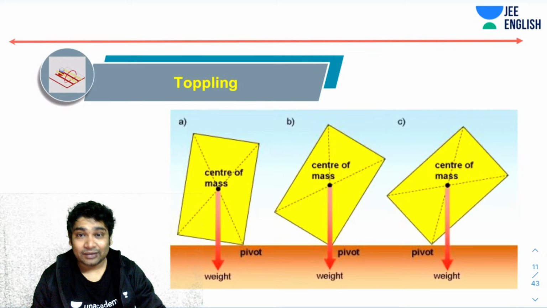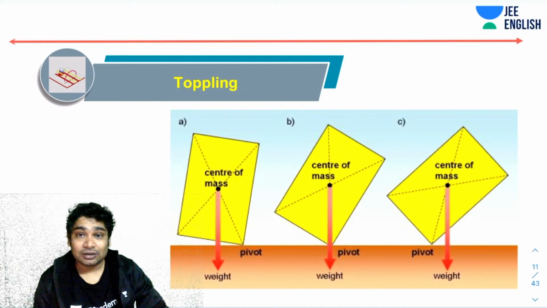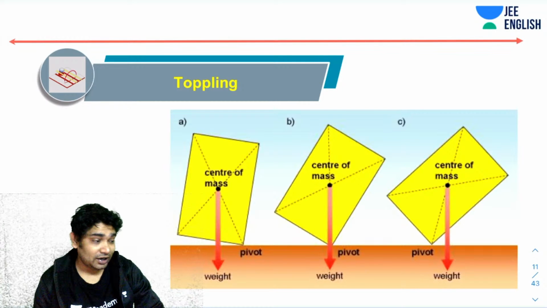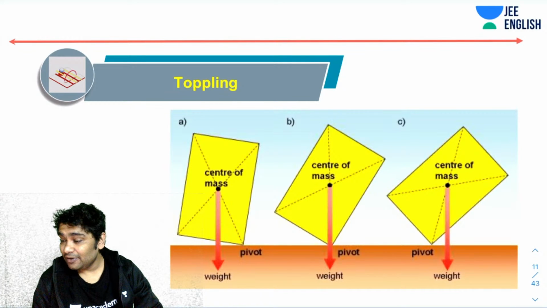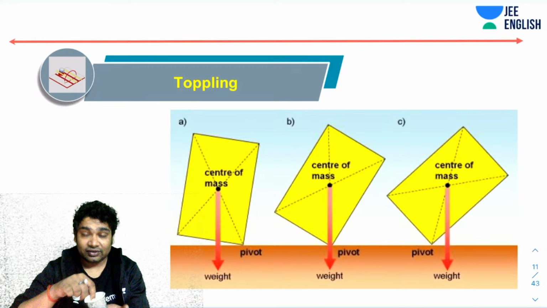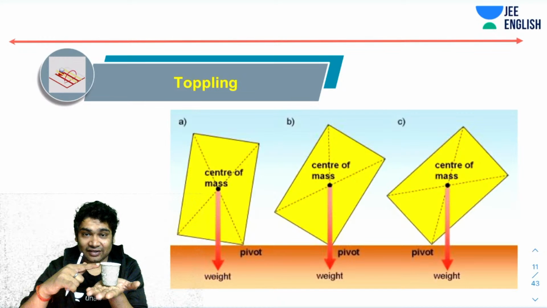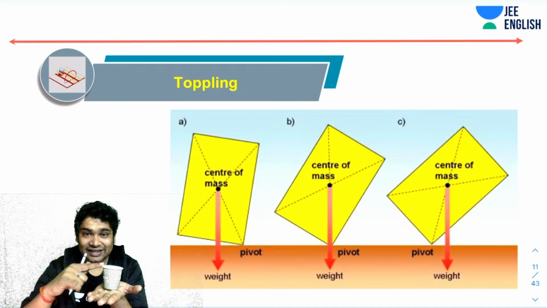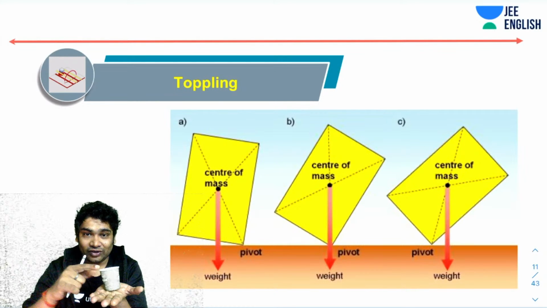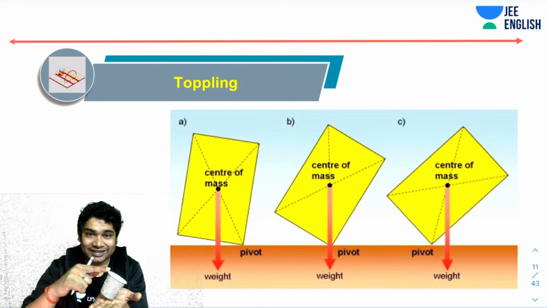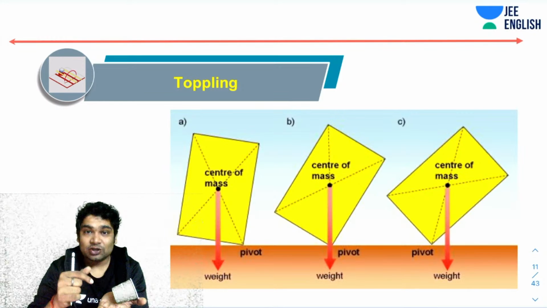So what is toppling? Here is a very good example you can see from this figure. Whenever you apply a force on any object, imagine you have something like this, and if you apply a small enough force, then it doesn't actually fall over. If you keep increasing the force, however, beyond a point, this thing will fall over. Now that is called toppling.